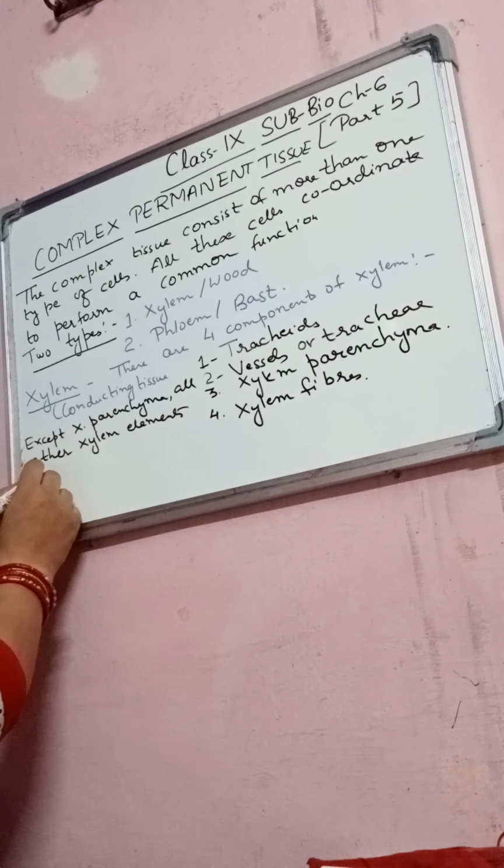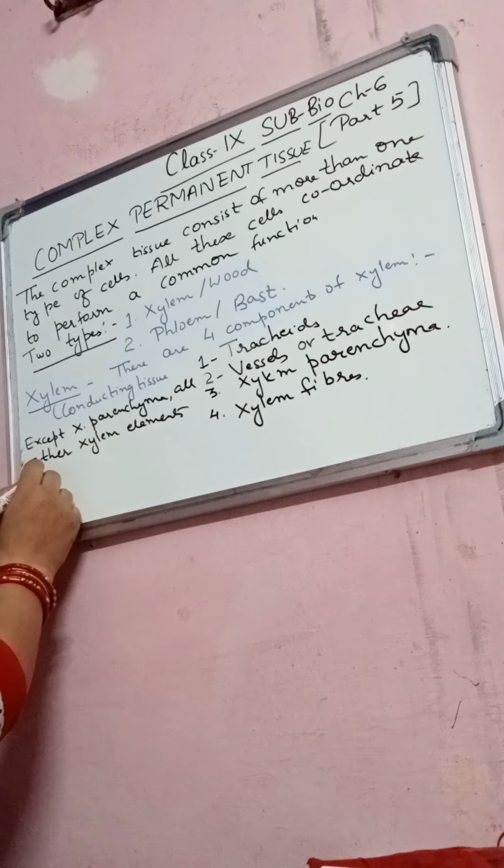Right students? So this is about the xylem. Now next is about the phloem. Like xylem, it also contains tubes but has no mechanical function. Phloem is composed of the following 4 components. But in your book it is given 5 components, right? So sieve tubes and sieve cells, these both are equal, right?